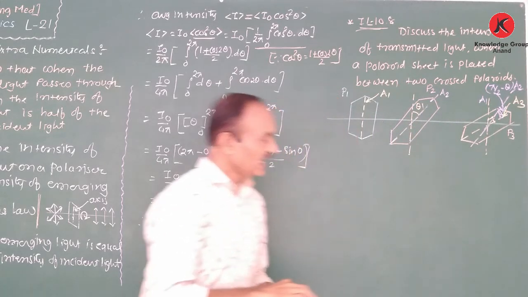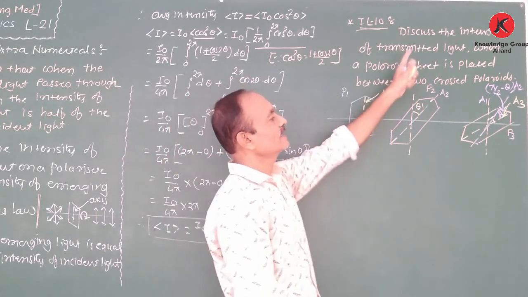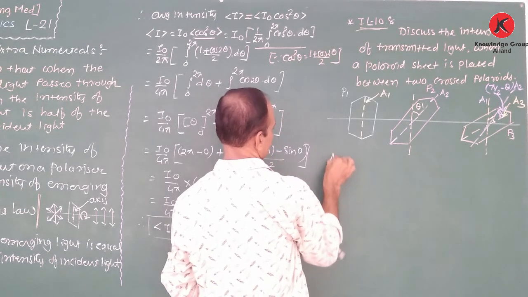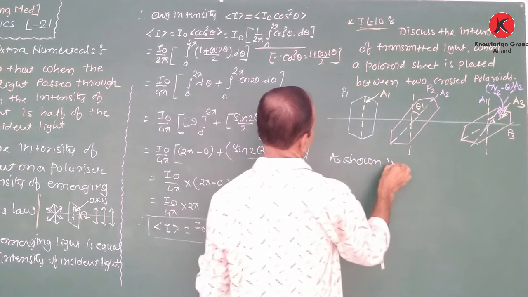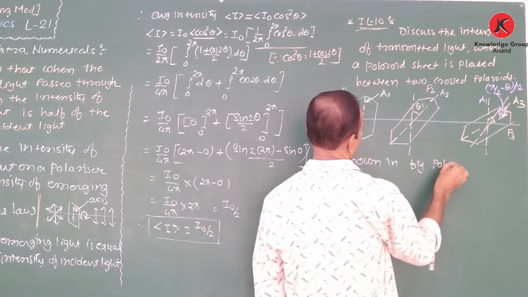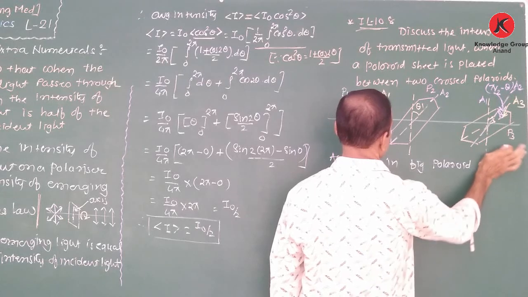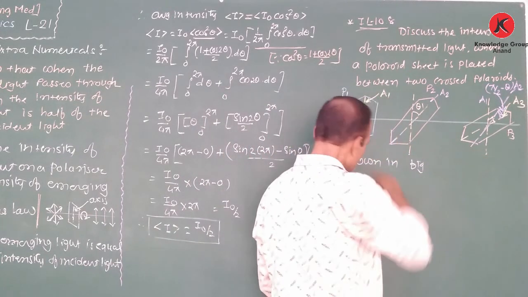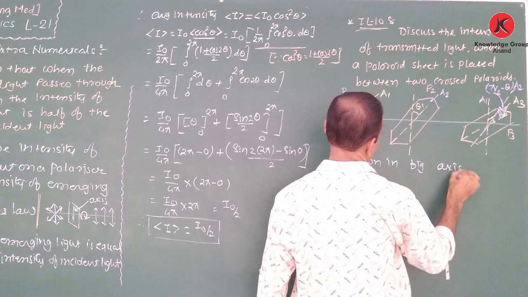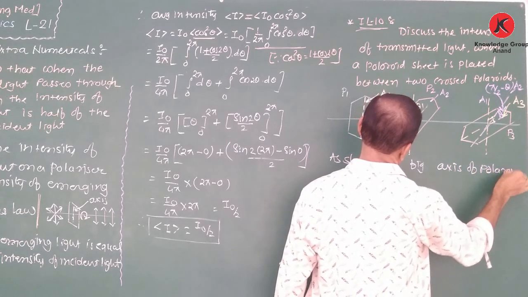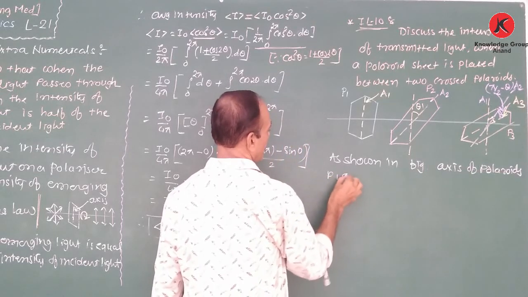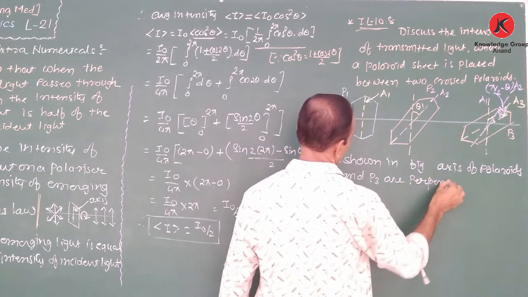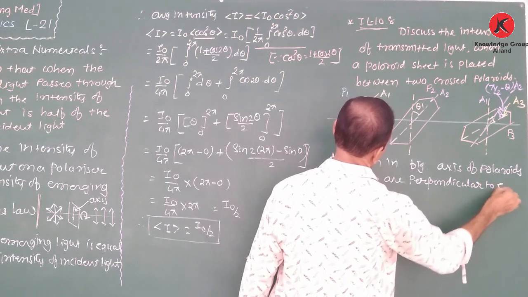As shown in the figure, a third polarizer is placed between the two crossed polarizers. The axes of polarizers P1 and P3 are perpendicular to each other.